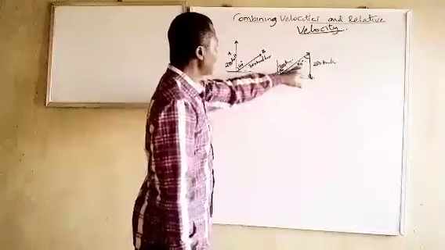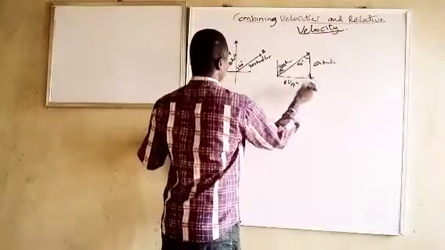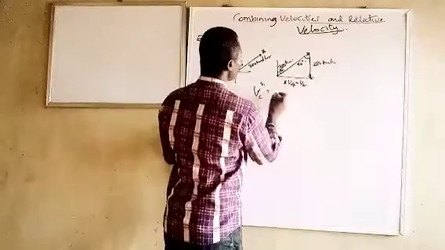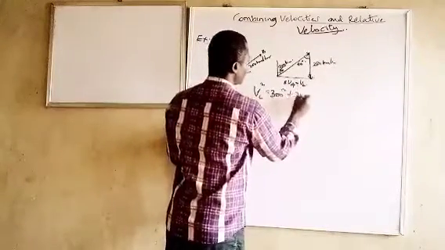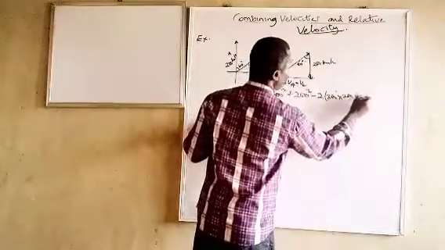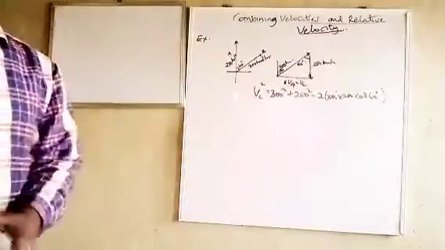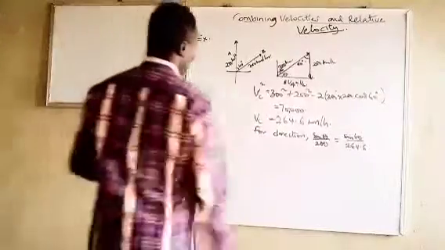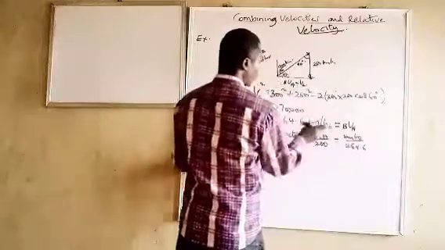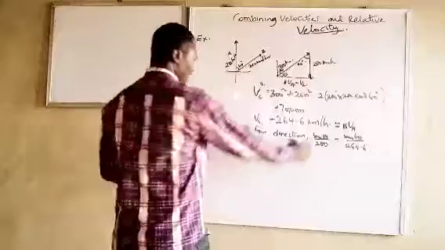And we can find this one using the cosine rule. Let's quickly do that. Let's call this one VC. So VC squared is equal to 300 squared plus 200 squared minus 2 times 300 times 200 cos 60 degrees. Let's quickly work that out. From my calculation, VC, that is the relative velocity, is equal to 264.6 kilometers per hour.